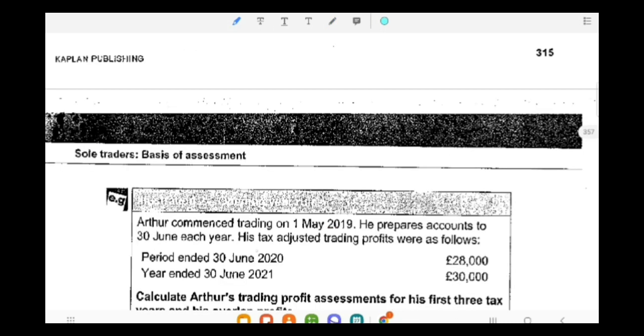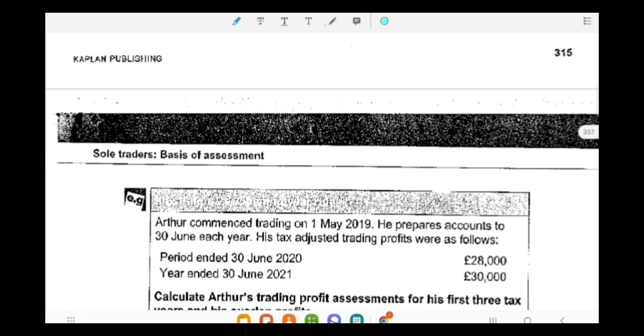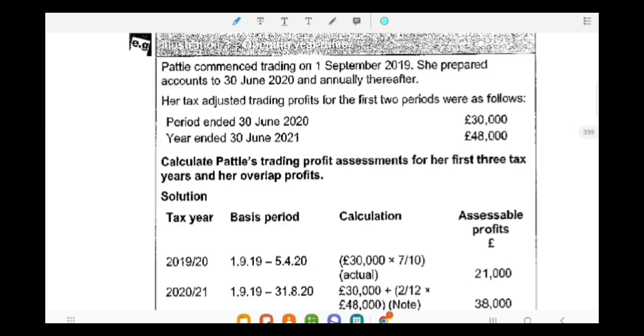The next example is Arthur, who commenced trading on 1st May 19 and prepared accounts to 30 June each year. In fact, this is more than 12 months. We have to consider the less than 12 month period. So this is Patty, who commenced trading on 1st September 2019. She prepared accounts to 30th June 20, which means this is a period of September, October, November, December, January, February, March, April, May, June. So this is a period of 10 months, and annually thereafter. Her tax adjusted trading profits for the first two periods were 30,000 and 48,000.